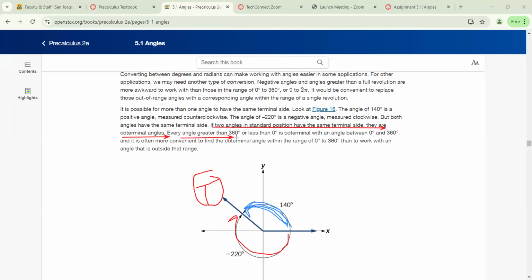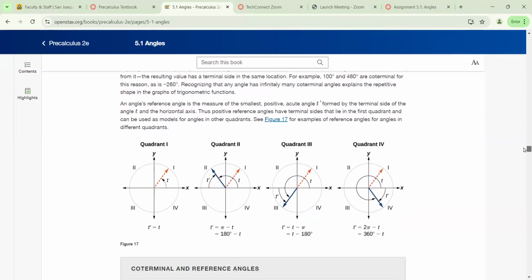Every angle greater than 360 or less than 0 degrees is coterminal with an angle between 0 and 360. And it is often more convenient to find coterminal angles within the range of 0 to 360 than to work with an angle that is outside that range. Now, I'm going to take us through some examples to help you understand this concept more deeply and retain it. As you see right here, they have marked the quadrants.